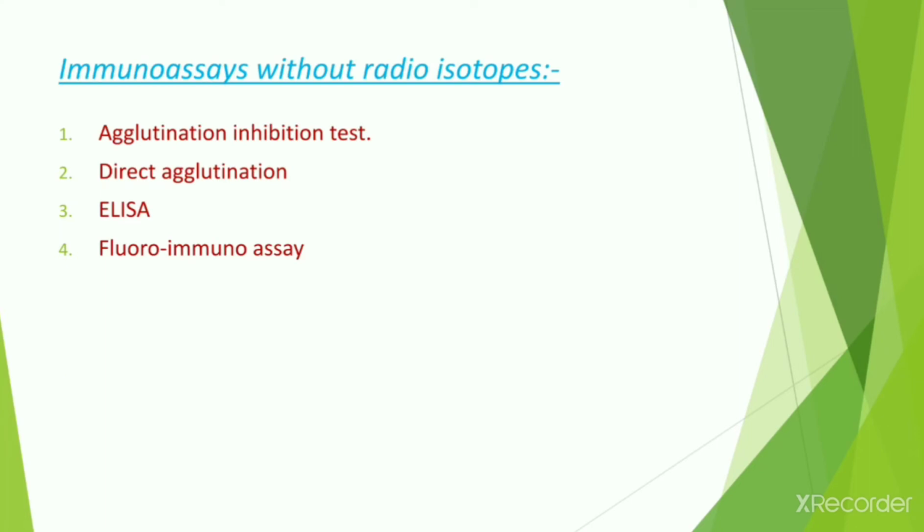First, we will be looking at immunoassay without radioisotopes in detail. We have four different kinds of tests in it. They are agglutination inhibition test, direct agglutination test, ELISA, and fluoroimmunoassay.